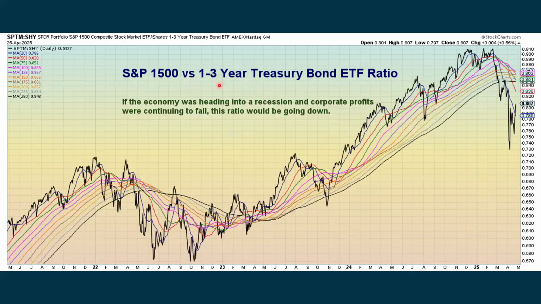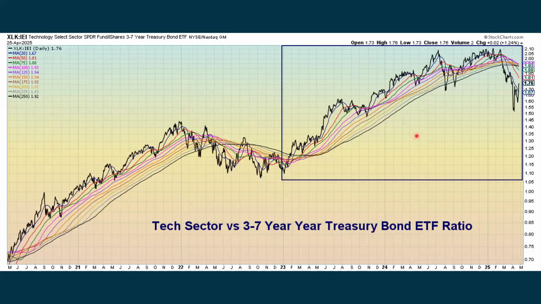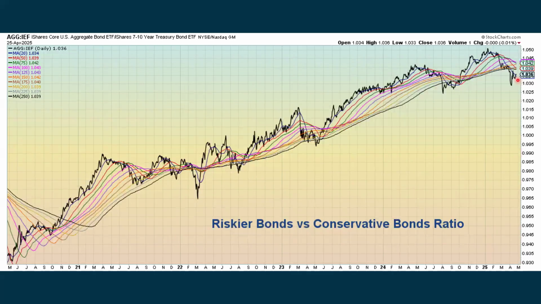The S&P 1500 to short-term bonds, below the rainbow, trying to improve. Broad market measure, 3 to 7 year bonds, under the rainbow, trying to improve. The tech sector to 3 to 7 year bonds, under the rainbow, trying to improve. Riskier bonds, junk bonds versus conservative bonds. This is also still underneath the rainbow, but trying to bounce back up.